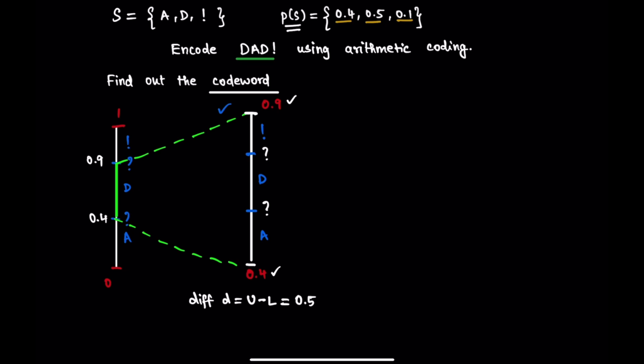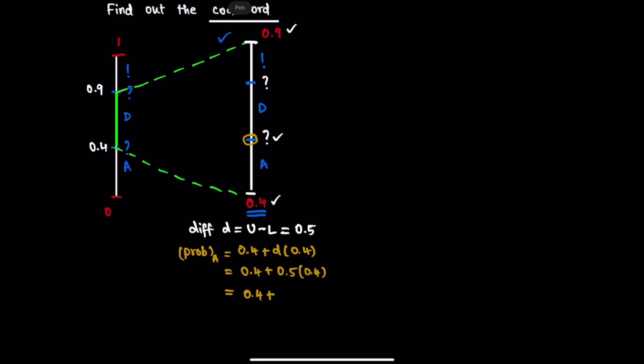Now to calculate the first line here, you have to take the lower limit. So the line for A corresponds to the lower limit 0.4 plus D times the actual probability of that symbol given in our question, which is 0.4. So 0.4 plus 0.5 times 0.4. 0.5 times 0.4 gives us 0.2, and then adding the lower limit we have 0.6. So 0.6 is the value of the first middle line present here.